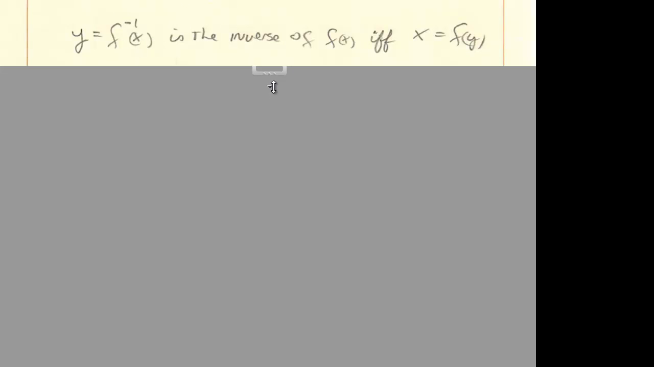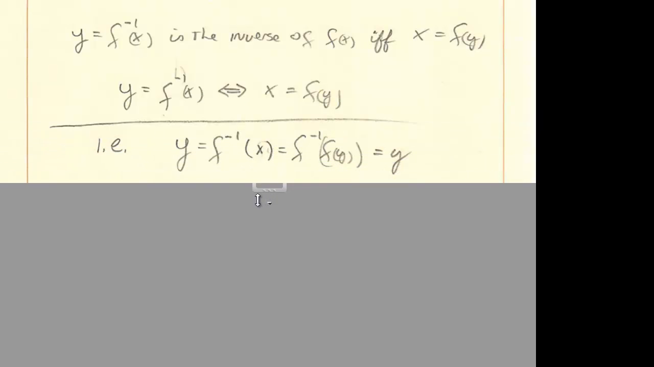If the forward function is f, the inverse function is f to the negative 1. And we have a quicker way of writing that, which is: y is the inverse function of f if and only if x is the forward function of y. And this is how we understand that. This is what we expect from the inverse function definition.